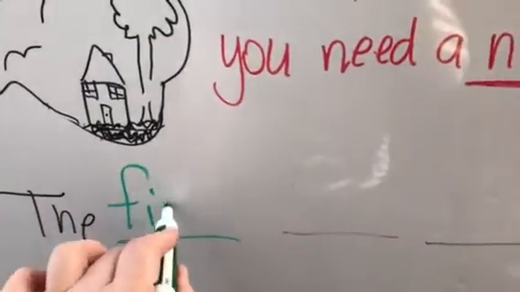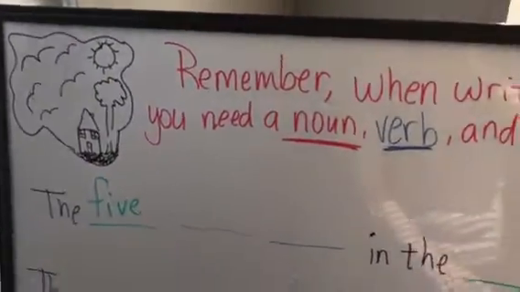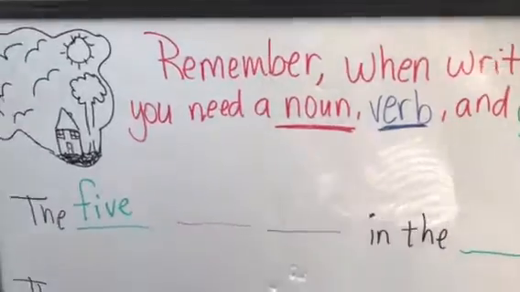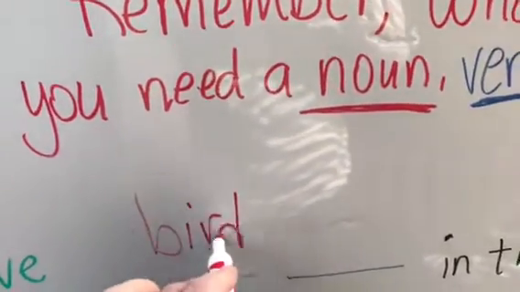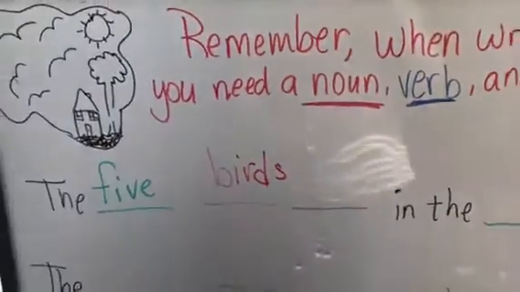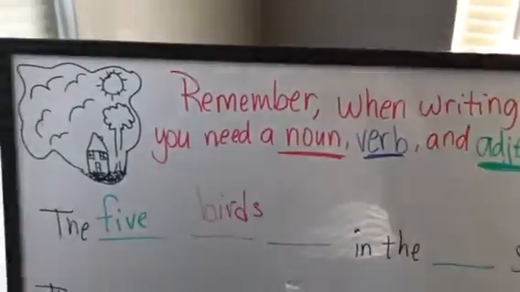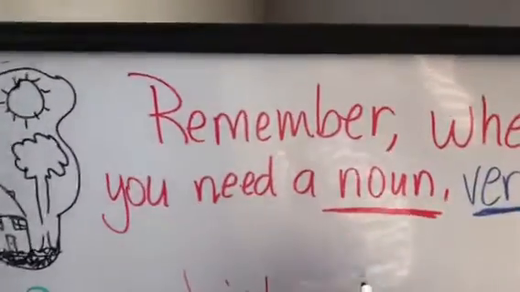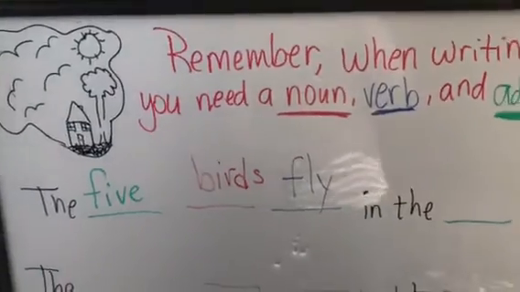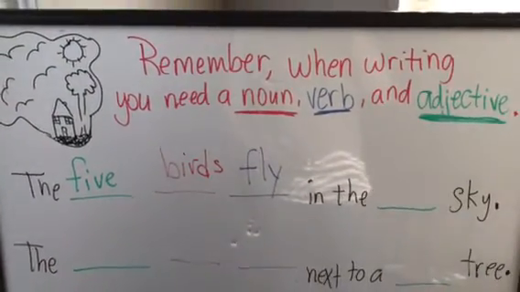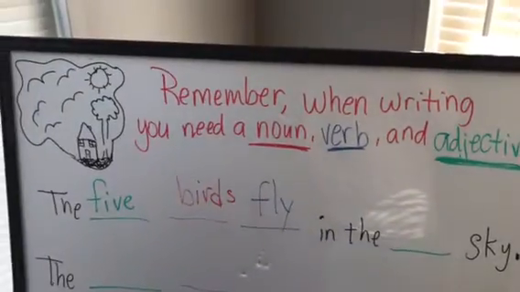The five what? That's going to be red for noun. The 5 birds. And what are the birds doing? The 5 birds fly. Fly is my action word. It's my doing word, my verb. The 5 birds fly in the blank sky.